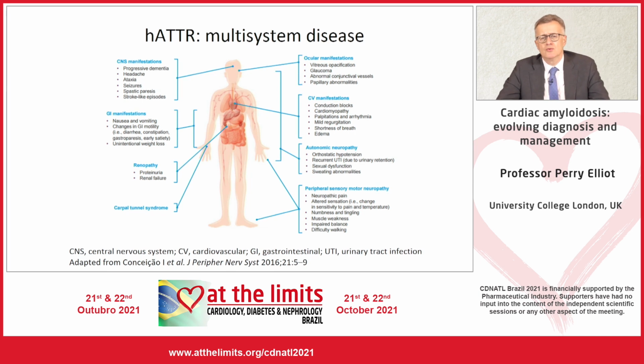TTR amyloidosis also occurs in different forms, and there are both familial and non-familial types. In the familial form, caused by mutations in the TTR gene responsible for transthyretin, this is a multi-system disease which can present throughout the life course with neurological manifestations, involvement of the kidney, of the liver, of the eye, and the heart.